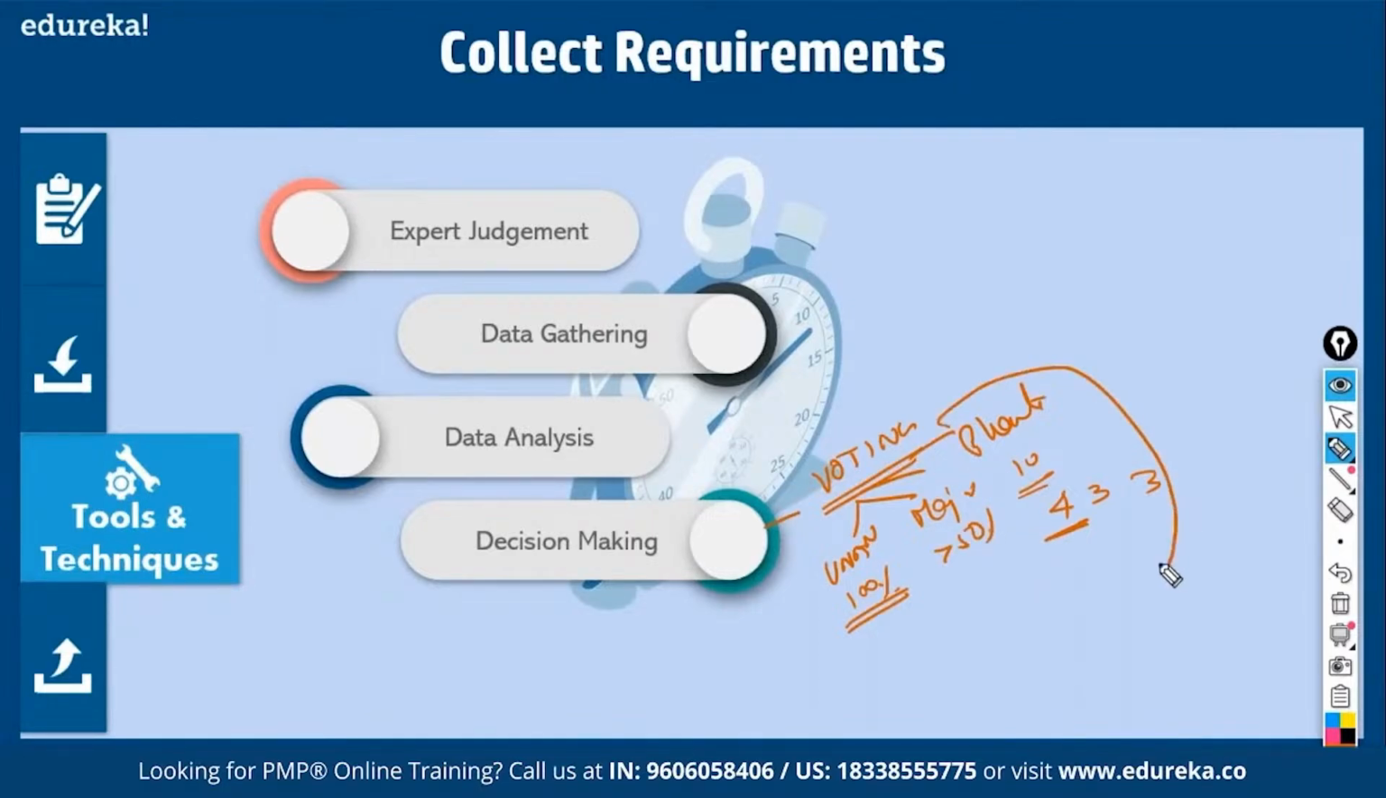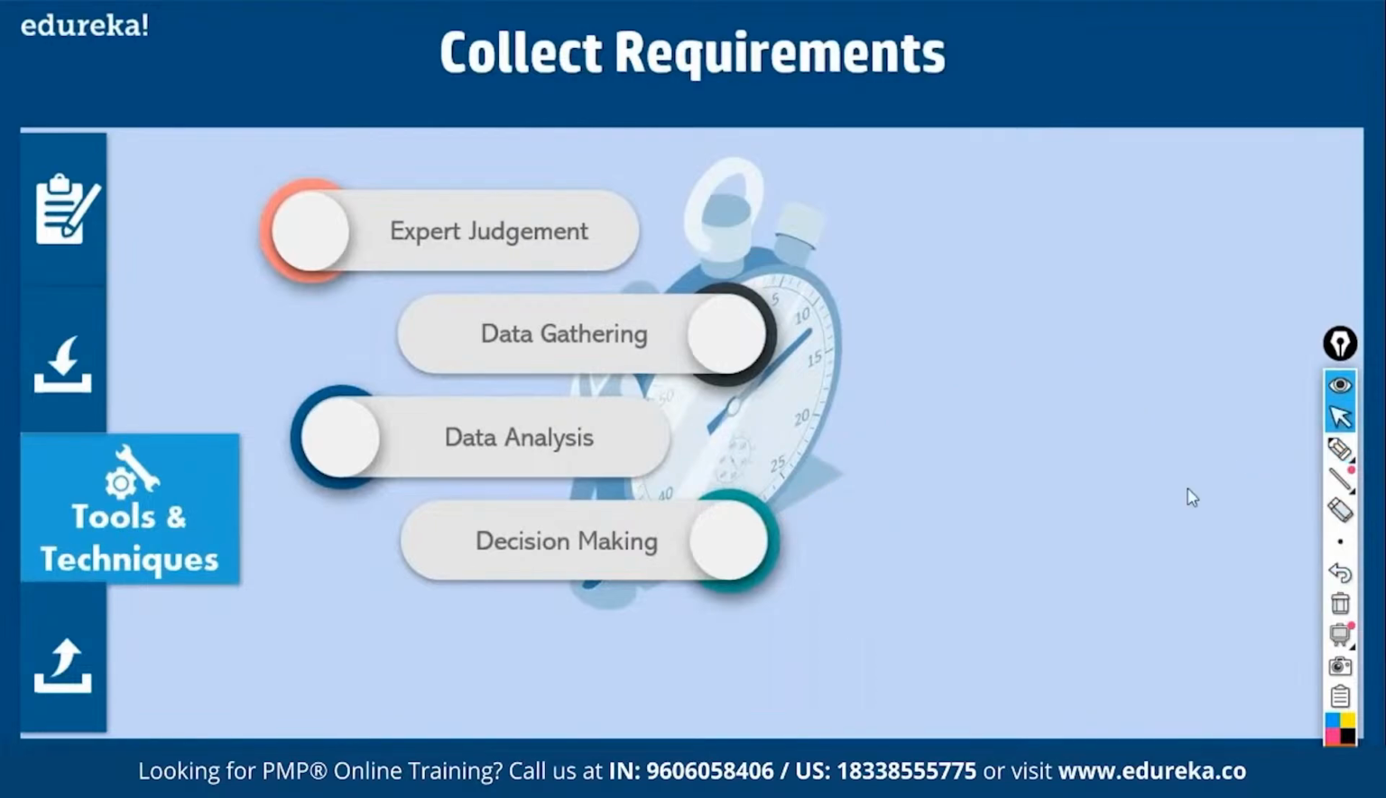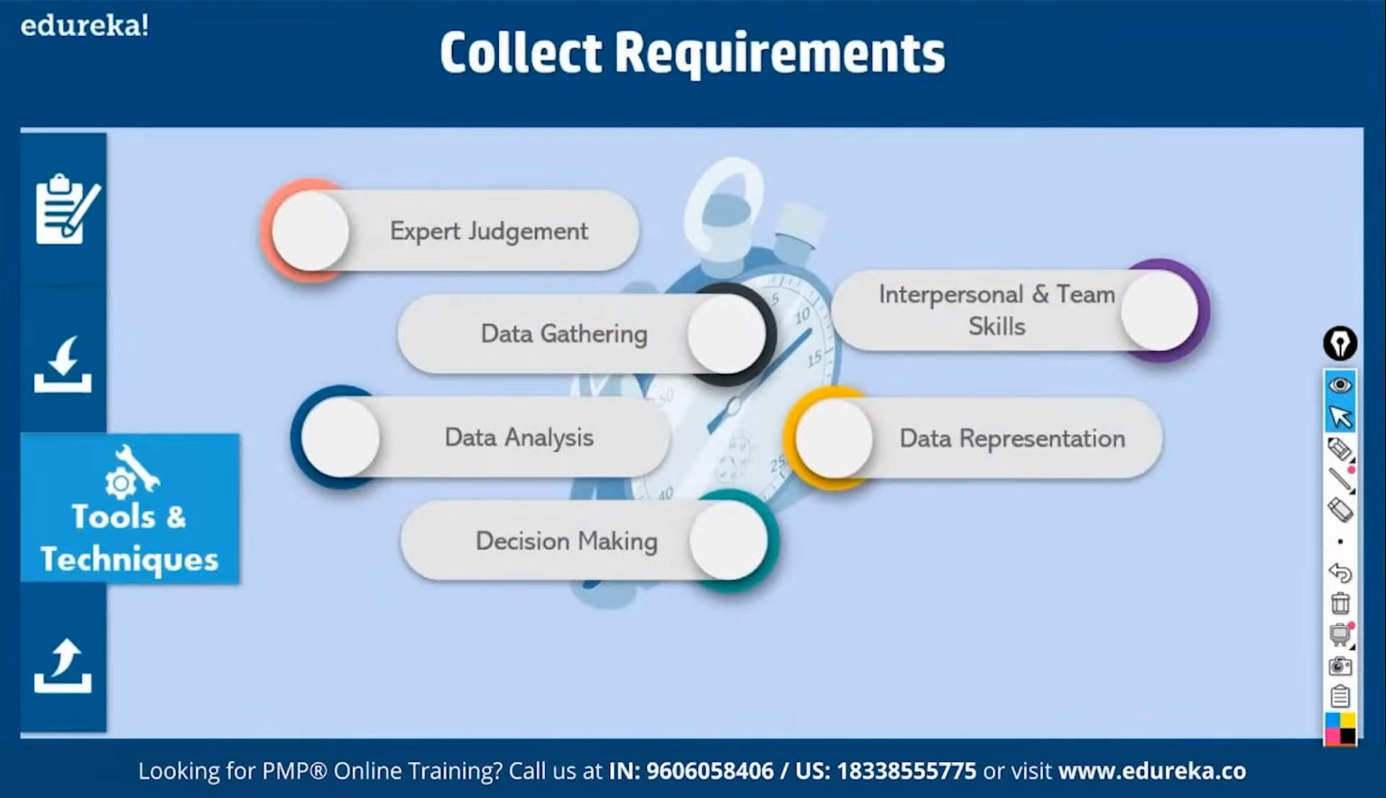But at times the stakeholders may nominate somebody else to take a decision. That is called autocratic decision making, or delegated decision making. These are all the ways in which a decision could be taken. Then you also require soft skills to conduct facilitated sessions and get information from stakeholders, right? Then data representation. How do you represent data? You can represent data using context diagrams, use cases, and so on.